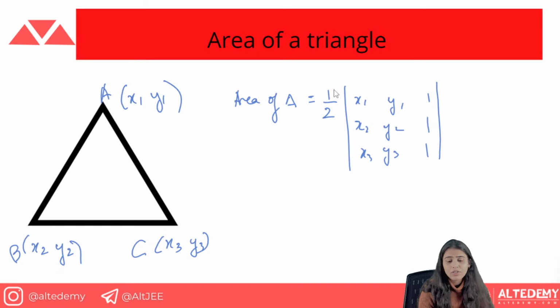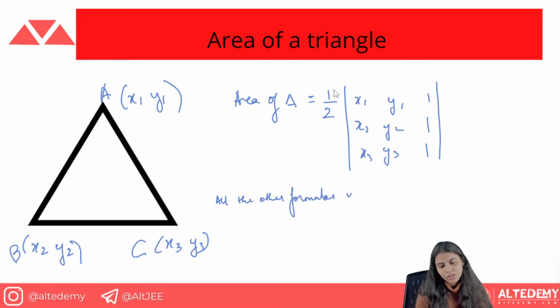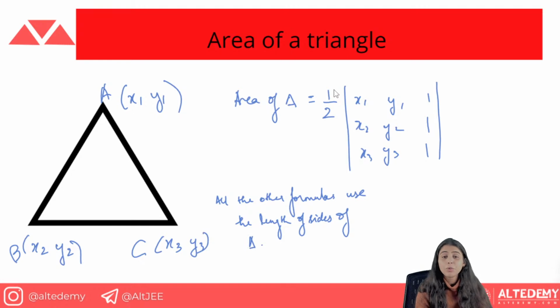Assuming you have understood all the other formulas, why am I giving you another formula? Because all the other formulas use the lengths of the sides of the triangle. But here we have used the points. Here we did not need to calculate the length. That is the reason we are calculating the area of a triangle by this formula.